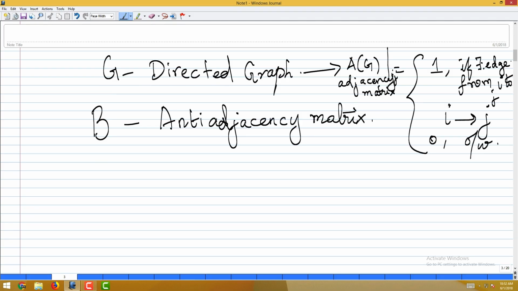If there is a directed edge from i to j, I just say there is an edge originating from i. So, we will just take care of that part. Now with this definition, what can we say about anti-adjacency? What does your intuition say? What should be anti-adjacency?